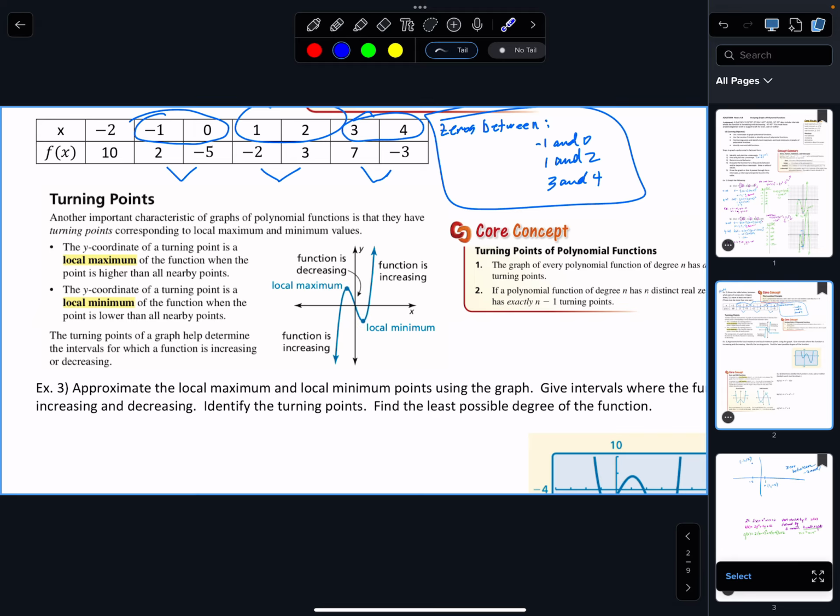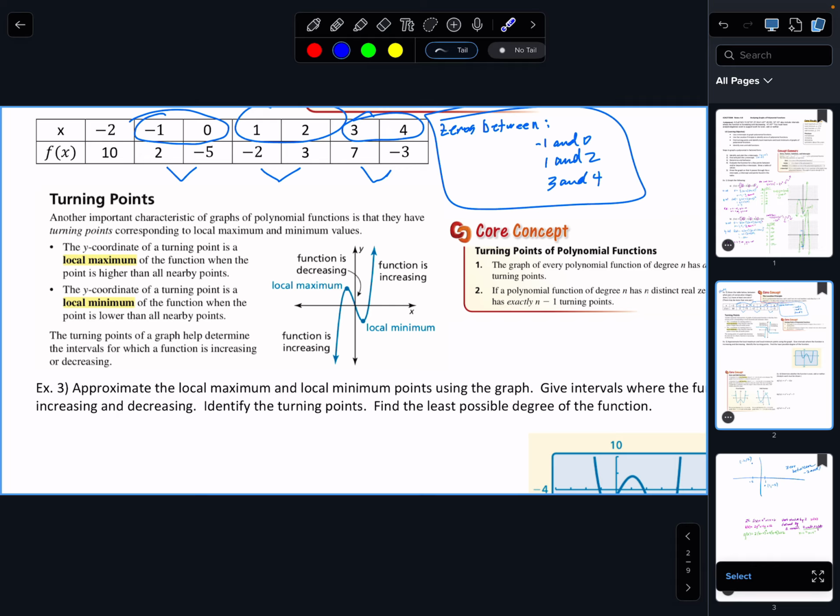And if the function changes from increasing to decreasing, you have a local maximum at that point, and it's the y-coordinate that is the local maximum. If the function is decreasing and changes to increasing, you get a local minimum. It's the y value that's the minimum. And again, as we do increasing, decreasing, you're always driving from left to right. So this function increases, decreases, and then increases.